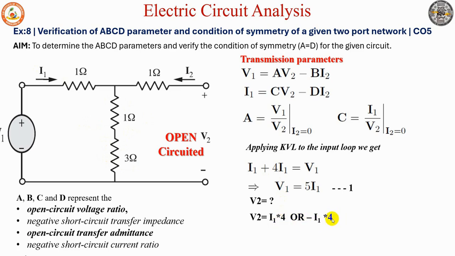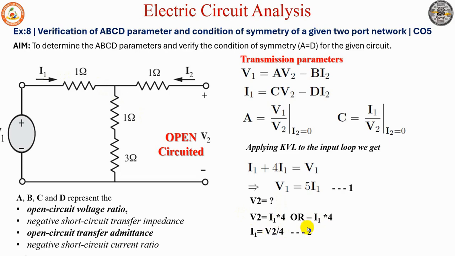Pause the video, analyze for your answers. I hope you have got the answer. The correct answer is plus I1 into 4. Why? So this I2, this plus appears across here. This current I1 hits positive of V2, thus it is positive I1 into 4 and not minus I1 into 4.